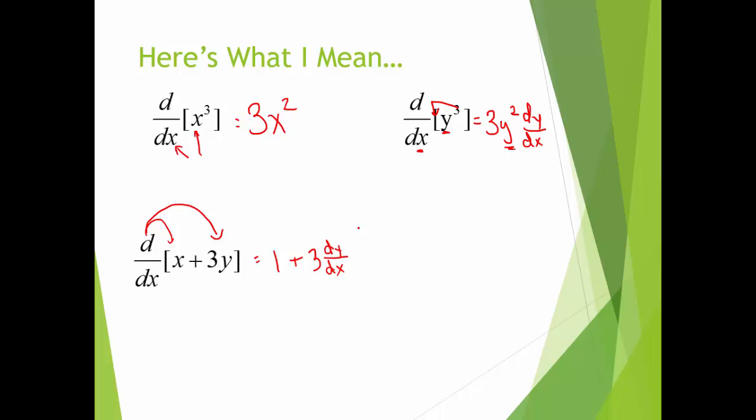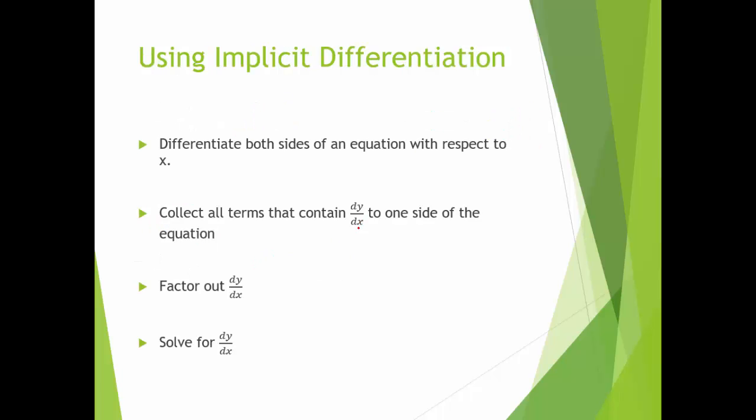If we see a y, we use our chain rule, and we stick a dy dx in as the inner derivative. So I'll do that to both sides of an equation. Then, any term that has that dy dx symbol, I'm going to collect all those terms to one side of my equation. The reason why I want to do that is I want to eventually isolate for this dy dx.